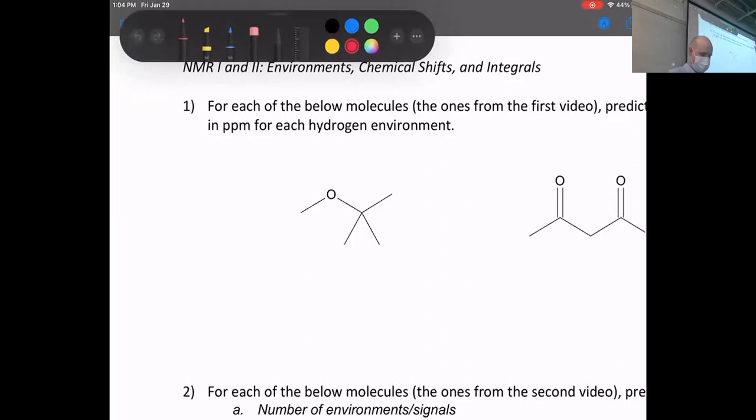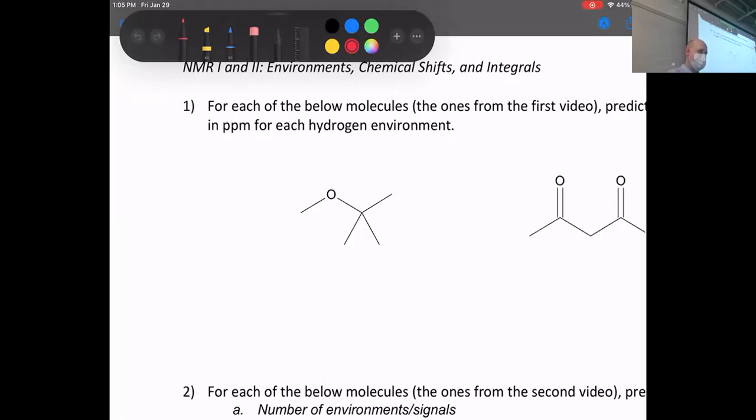So for the first one, which was in the first video, the idea was all about chemical shift. I really recommend that when you think about this and when you're drawing these molecules, remember that we're focusing just on hydrogens. Hydrogen NMR only tells you about the hydrogens present in your molecule. Therefore, drawing your hydrogens in your molecule is going to be really important.